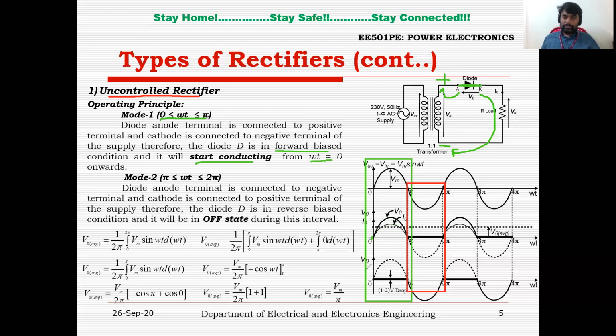And if you want to see the voltage across the diode VD, since the diode is in conduction state, it is carrying the current like this: supply positive, diode anode, diode cathode, load, and back to the supply negative. So the voltage across the diode, if it is ideal, should be 0. But due to practical conditions, I wrote it here as 1 to 2 volts. That is for a practical diode.